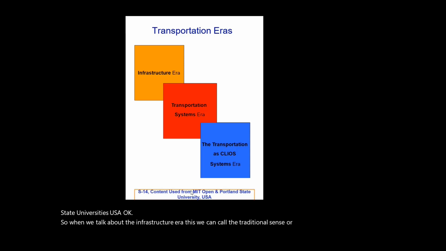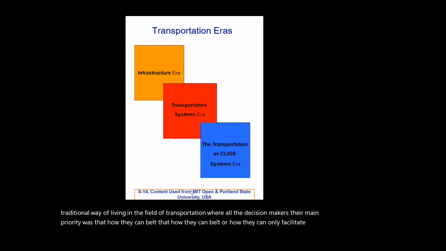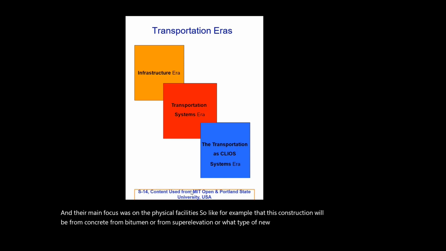Okay, so when we talk about the infrastructure era, we can call it the traditional way of working in the field of transportation, where the main priority of all the decision makers was how they can build, how they can simply facilitate people from origin to destination. Their main focus was on the physical facilities, for example whether the construction will be from concrete, from bitumen, or super elevation, or what types of new materials you could use.